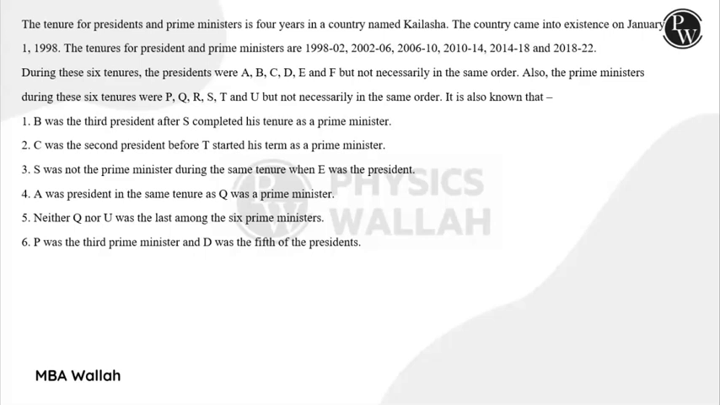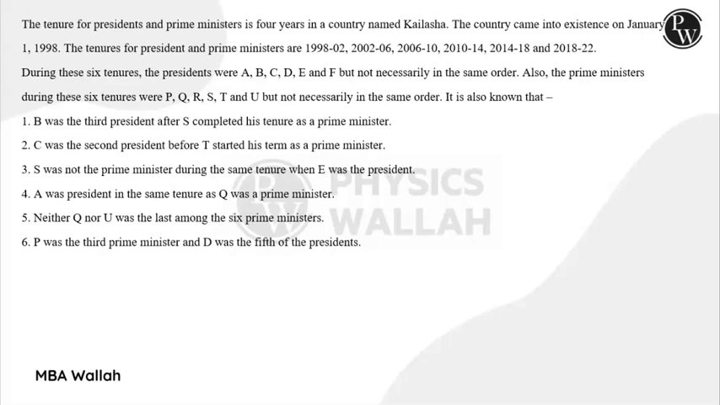Hello बच्चों, a set of information is given: the tenure of presidents and prime ministers is 4 years in a country named Kailasha. The country came into existence on January 1, 1998. The tenures of president and prime minister are 1998 to 2002, 2002 to 2006, 2006 to 2010, 2010 to 2014, 2014 to 2018, and 2018 to 2022. During these six tenures, the presidents are A, B, C, D, E, and F, not necessarily in the same order, and the prime ministers are P, Q, R, S, T, and U, but not necessarily in the same order.